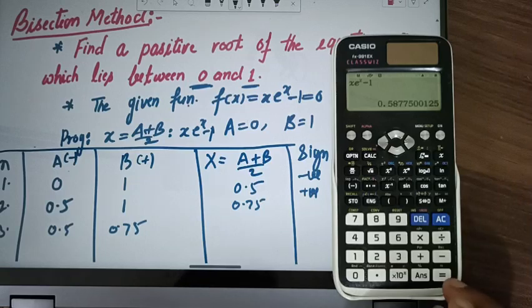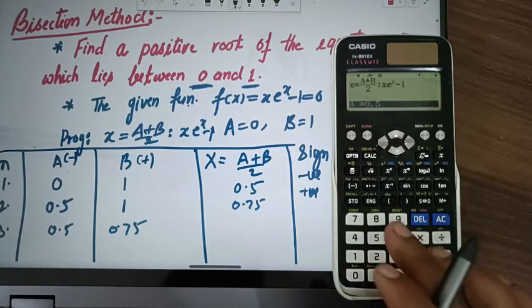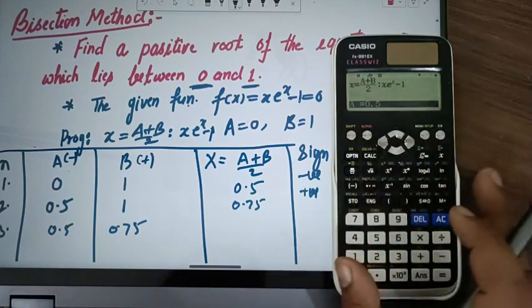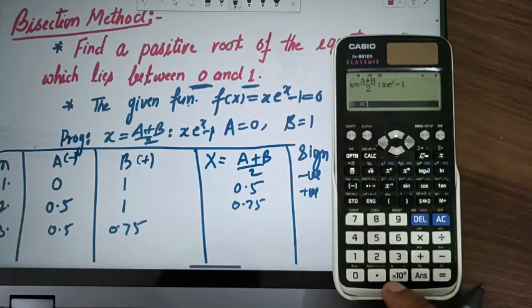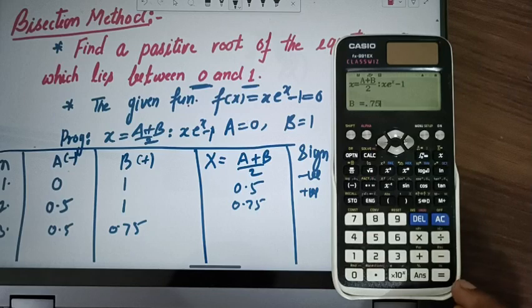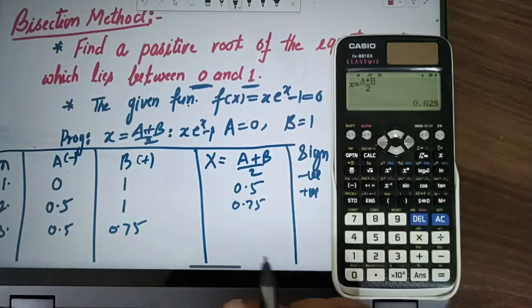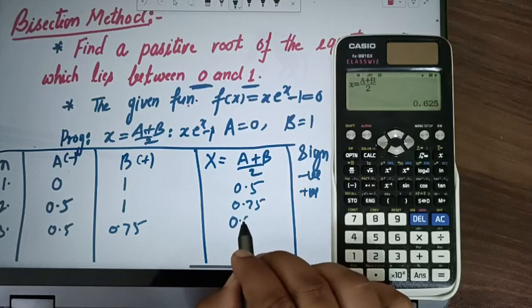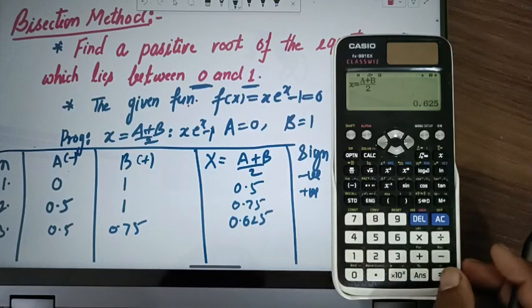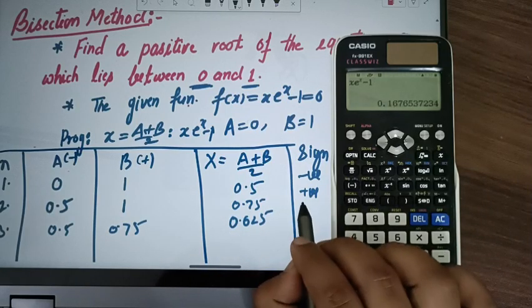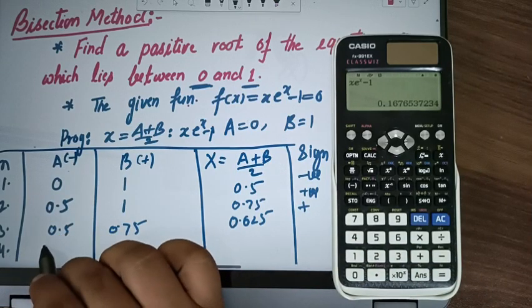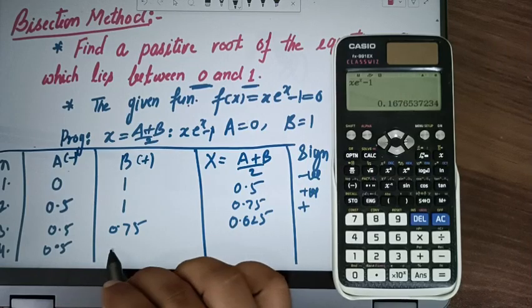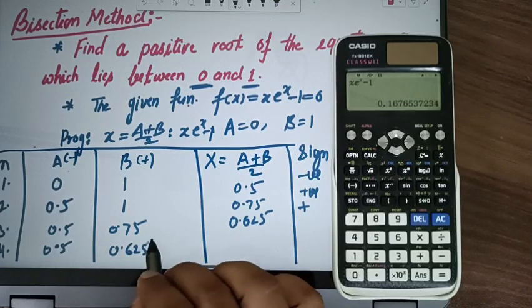So what about the new value of x? The value of a is the same. Press the up arrow to change the value of b. So the value of b is 0.75, then press equal, and the answer is 0.625. Then press equal, and the sign is positive. So again the value of b will change, so the interval is 0.5 and 0.625.